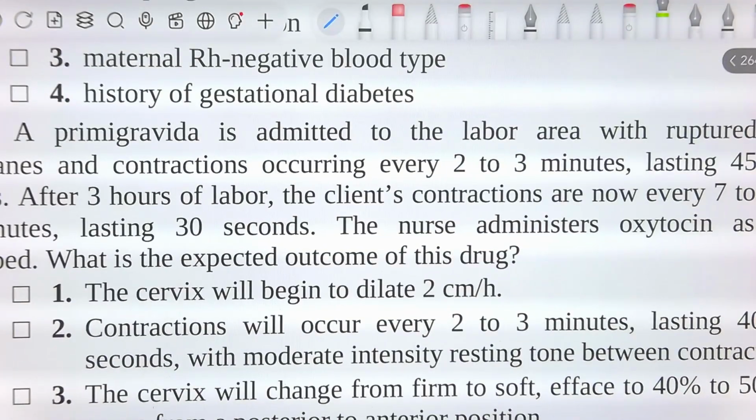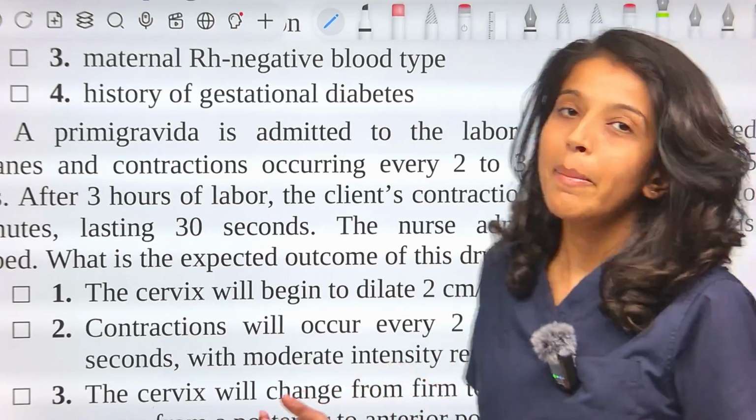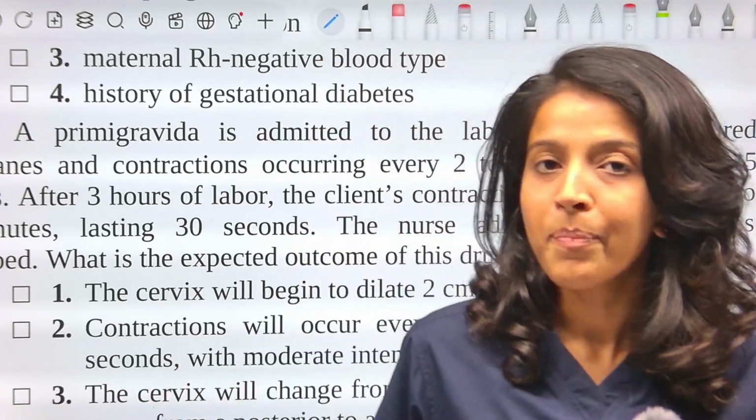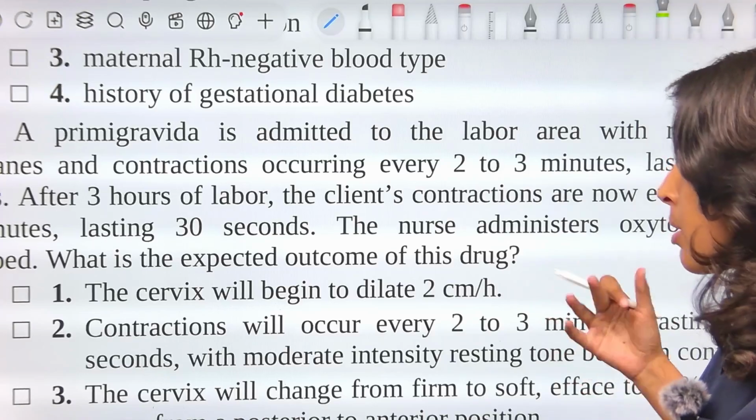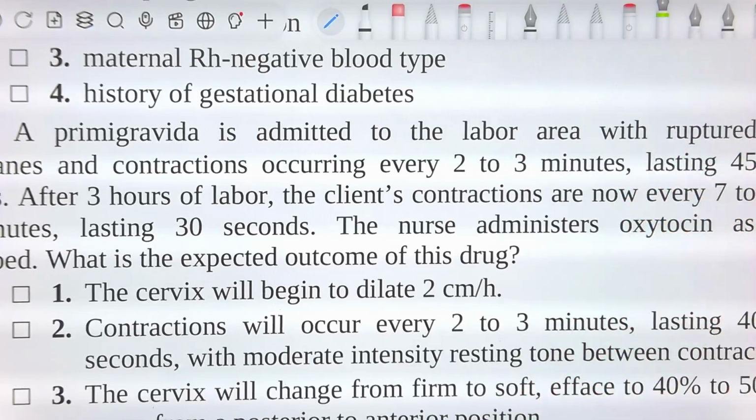Let's read the next question. A primary gravida is admitted to the labor area with ruptured membranes and contractions occurring every 2 to 3 minutes, lasting 45 seconds. After 3 hours of labor, the client's contractions are now 7 to 10 minutes apart, lasting 30 seconds. The nurse administers oxytocin as prescribed. What is the expected outcome of this drug? First the contractions were more frequent, then they decreased, so we gave oxytocin. So what will be the outcome of oxytocin? Read all the options, let me know the right answer.